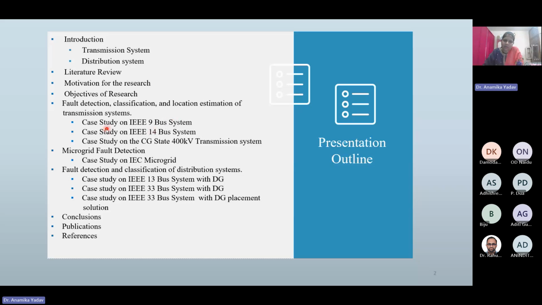So herein I will be presenting 3 case studies which have been done for a transmission system, which include the IEEE 9 bus system, the IEEE 14 bus system, and a real Chhattisgarh state 400 kV transmission system. And then I will move towards the microgrid fault detection scheme, wherein I will present a case study on an IEC microgrid.